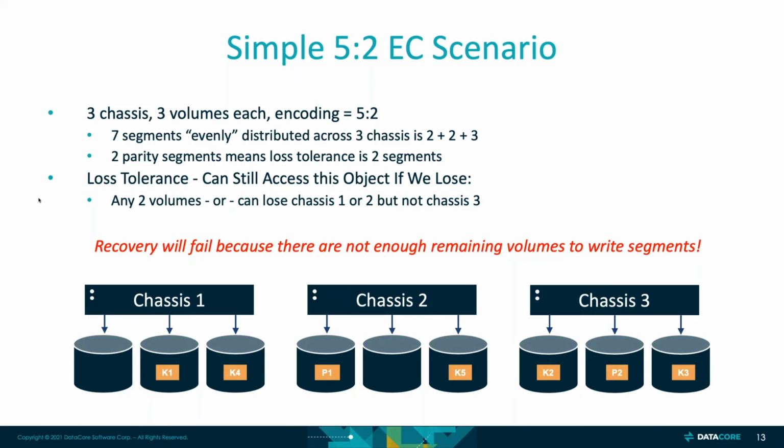So in this case, you can lose any 2 volumes, or you can lose an entire chassis. You can lose chassis 1 or 2, but you can't lose chassis 3 because again, it has 3 as part of the remainder for the distribution. And the other key takeaway here is that if one of these chassis fails, recovery will fail because there are not enough remaining resources in the cluster to reinstantiate the segments that are needed to true everything up for the objects that have been written in that fashion.